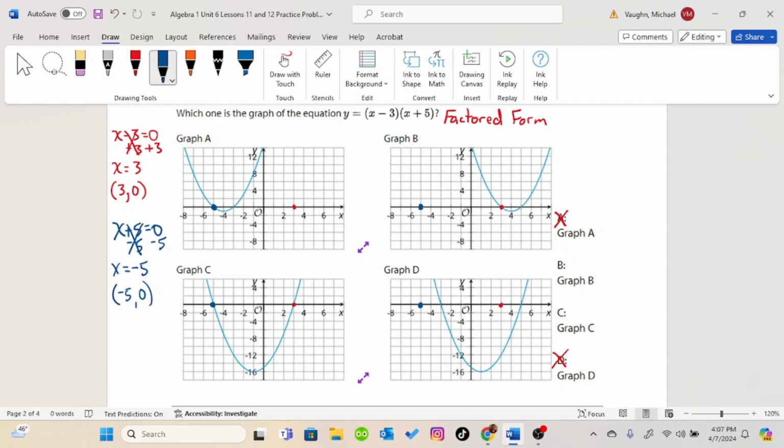When we plot that, now we can see that even though graph B did have an x-intercept at 3, it does not have an intercept at negative 5. So B is wrong. But graph C has the first x-intercept at x equals 3 and the second x-intercept at x equals -5, so graph C is the correct answer.